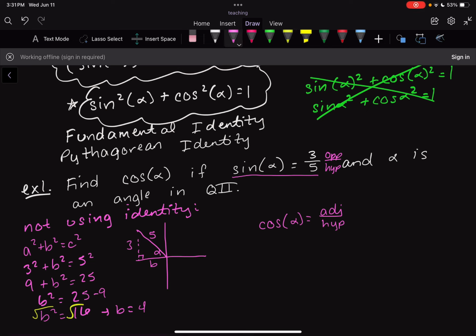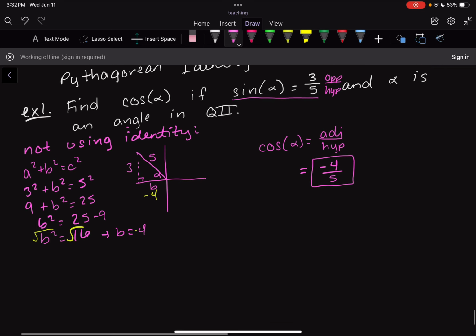Now you have to be careful here. When you take the square root, it's technically plus or minus. Now we want to think, should our b be negative or positive? Like, are my x's on that side going to be negative or positive? And they are going to be negative, so that is technically a negative 4. So then cosine would be negative 4 over 5. So this is one way to do this problem.